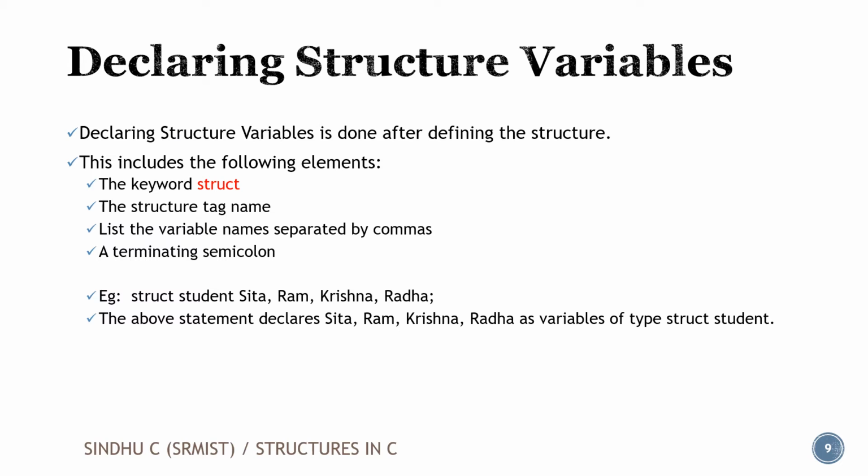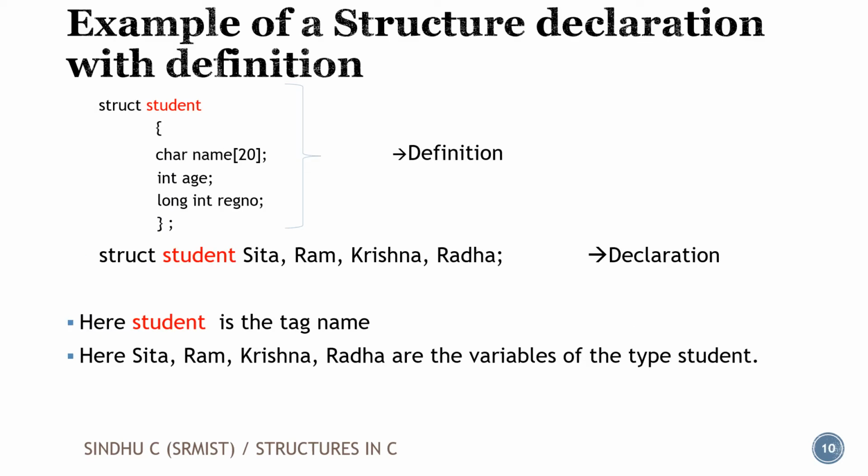So the example is again given here. Use the word struct, then give the tag name, which is student. Then you can mention as many students as you have in the class, which are the independent variables. So here it is Sita, Ram, Krishna and Radha. These are the various structure variables of the type struct student.